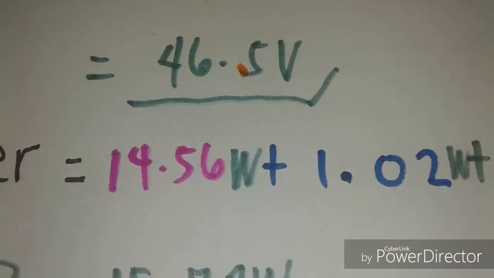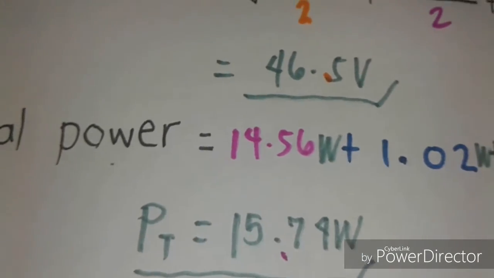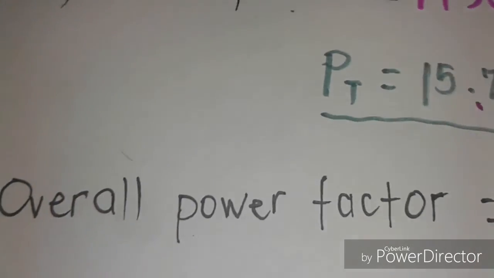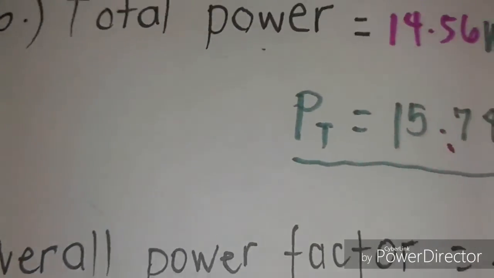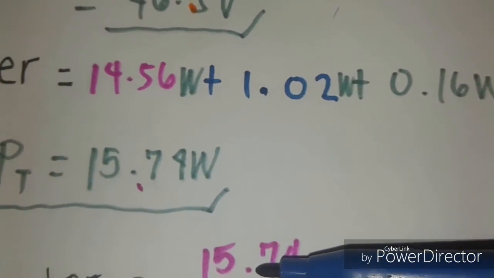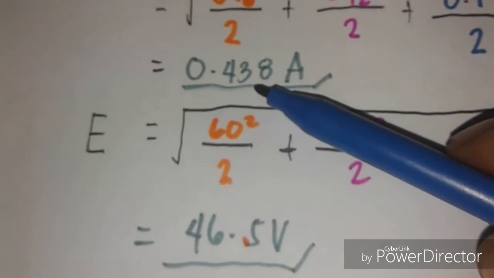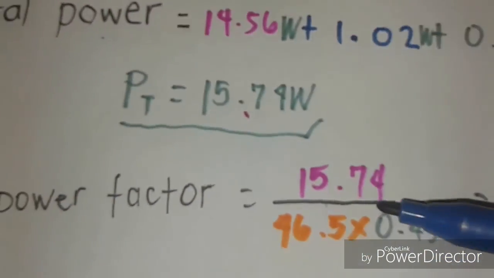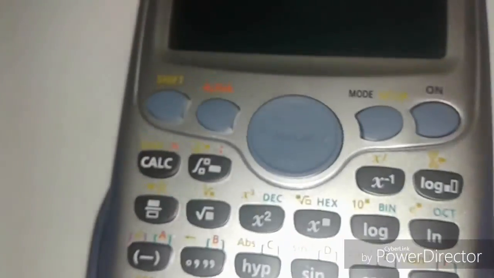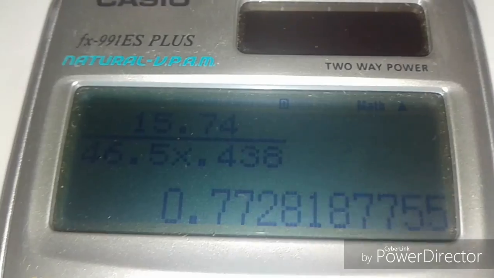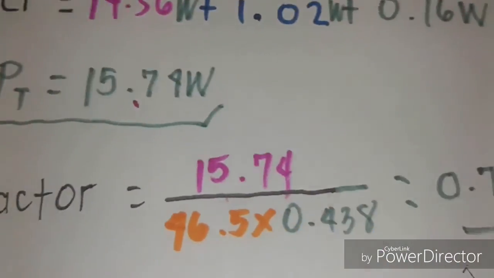So after all, we now proceed to letter C, which is the overall power factor. The overall power factor is equal to the total watts over the total volt amperes. We obtained earlier the total power, which is 15.74 watts, over the total volt amperes, which we get by multiplying 0.438 amperes by 46.5 volts. Calculating, 46.5 times 0.438, and we now attain the value of 0.773.